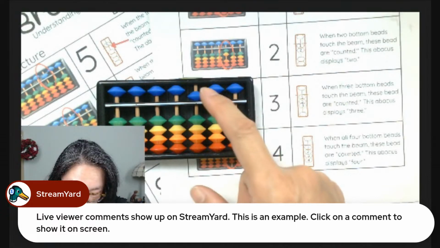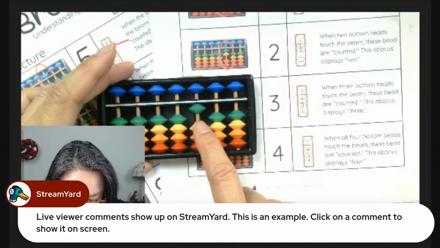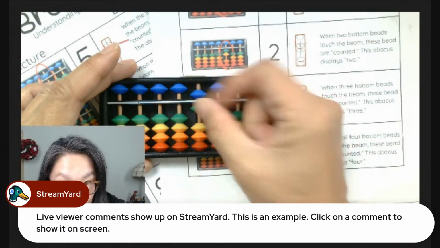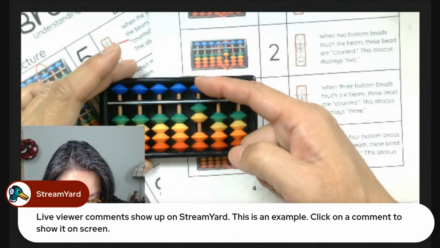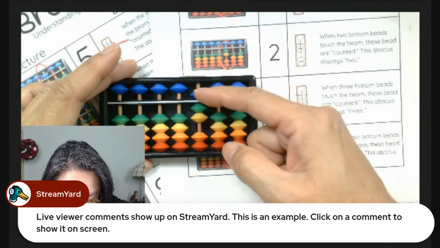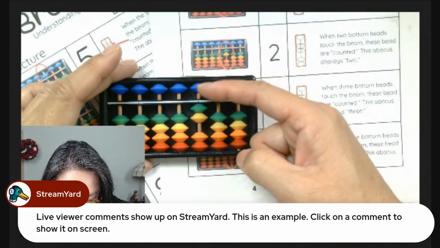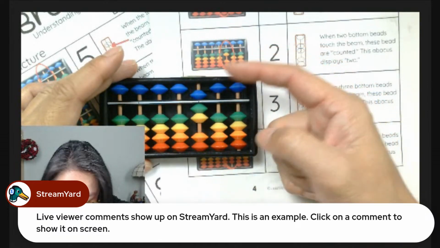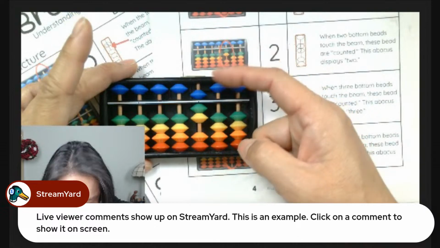When we look at it, we have 1. We understand what 1 looks like. But then when we add 5, which is always going to be the top bead, now we have 6. We have 2, and then when we add 5, we have 7. Notice that the top bead is adding 5. So we have 2, and then 7.